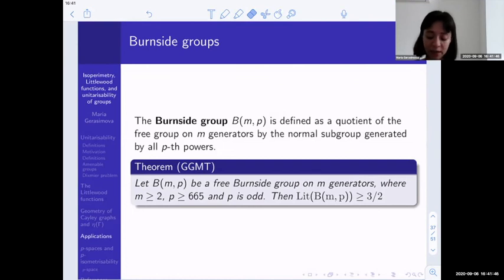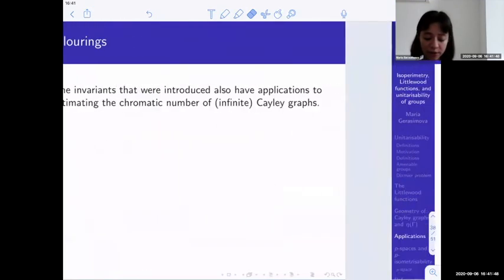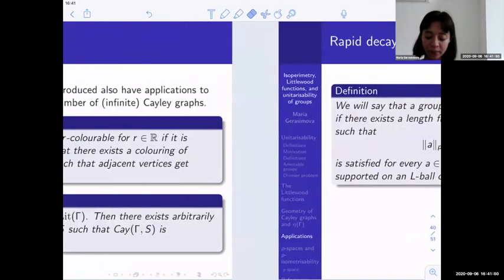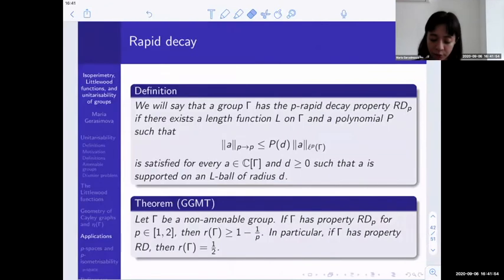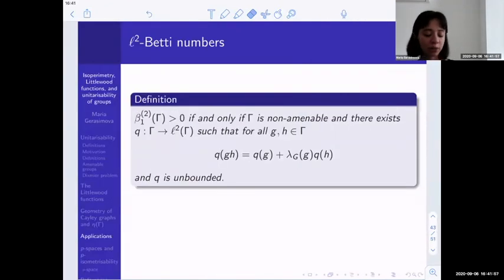But still, another one I will skip. And another, I think nice, example is some connection with L2 Betti numbers, because it's also a very popular topic in geometric group theory.